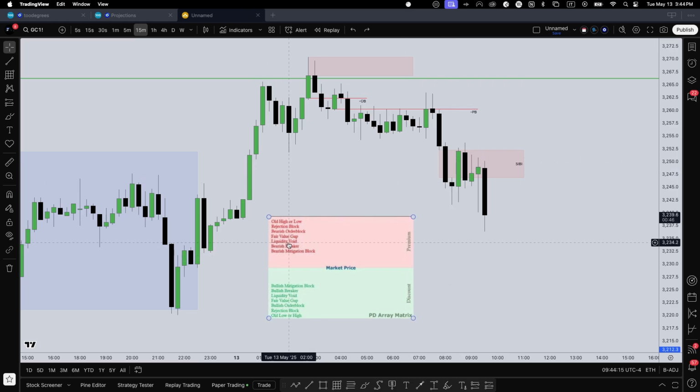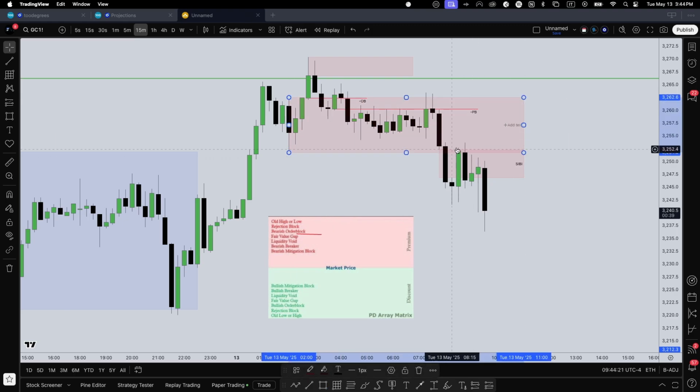Breaker, mitigation block. Breaker is here. Surprise, surprise, we tagged that as well. Right there. I'm not going to leave it on because we have way too many things. Breaker, tagged with the fair value gap. Unicorn, peeps, happy.